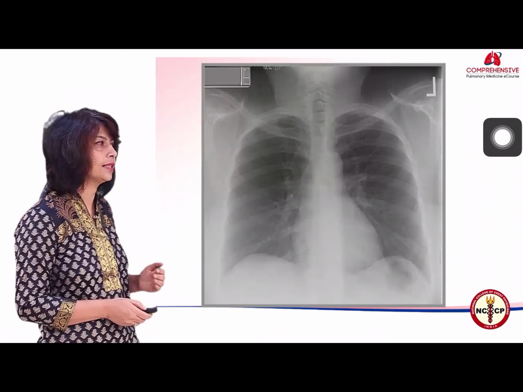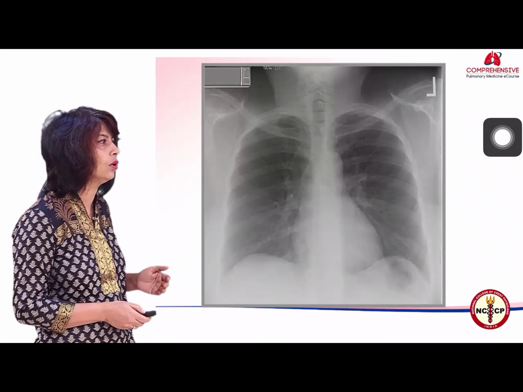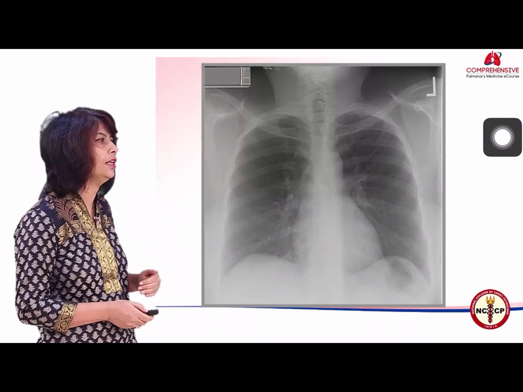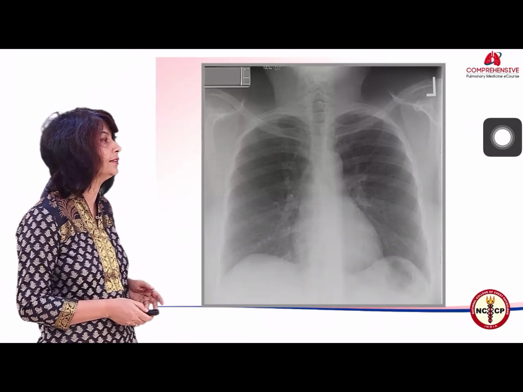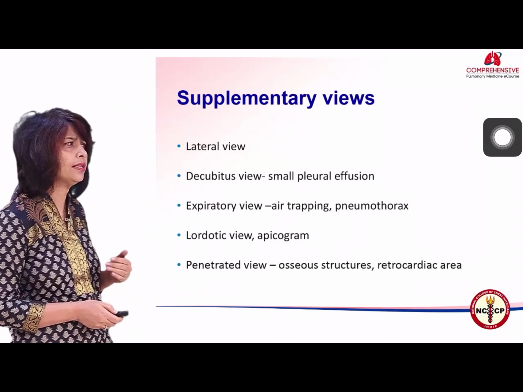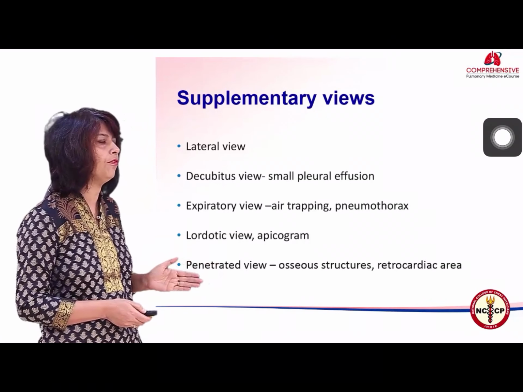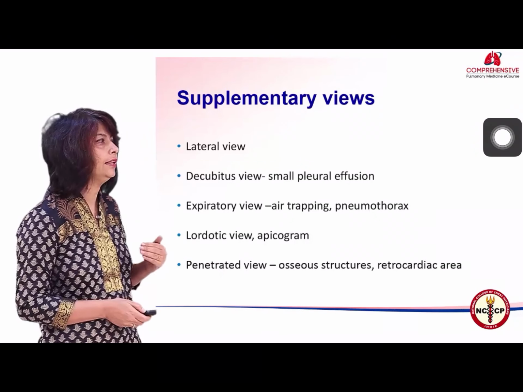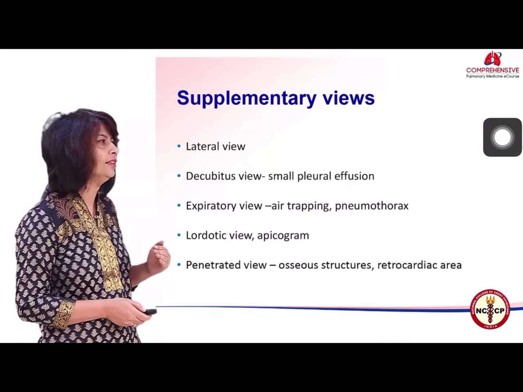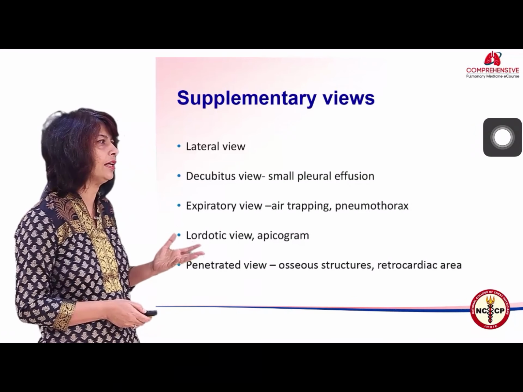This is what a classical PA or posterior anterior chest radiograph would look like, with the patient in deep inspiration and, as I said, standing position. What are the supplementary views? Lateral view being the most commonly performed after the frontal, and the other views amongst them, let me just enlist the views which we do use nowadays and we don't.